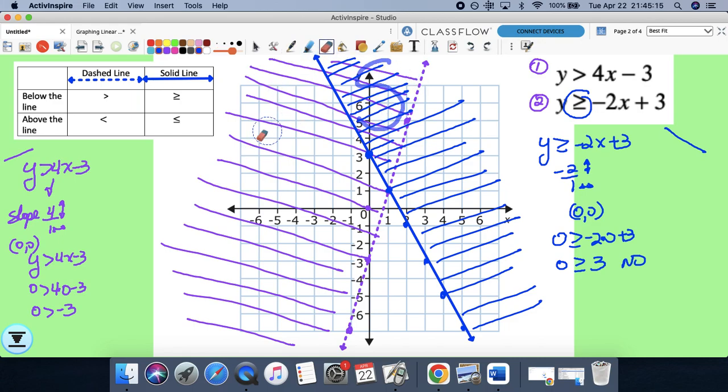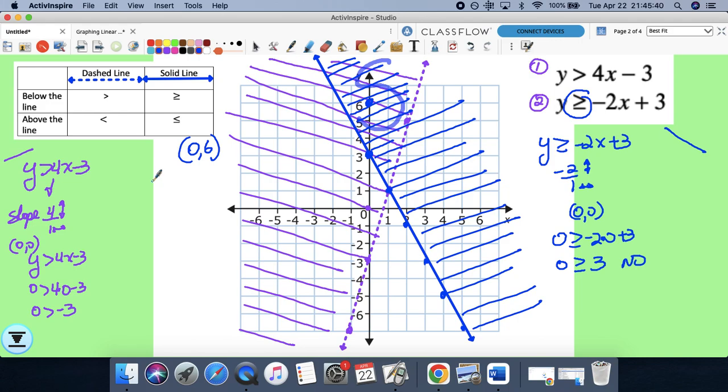And to prove that, let me just make some room over here. We're going to select a point here. Let's pick an easy point. Let's pick this point right here: 0, 6. 0, 6 is in this area where both colors overlap, right? And we're going to plug it into inequality 1 and inequality 2 and see if both of them remain true.